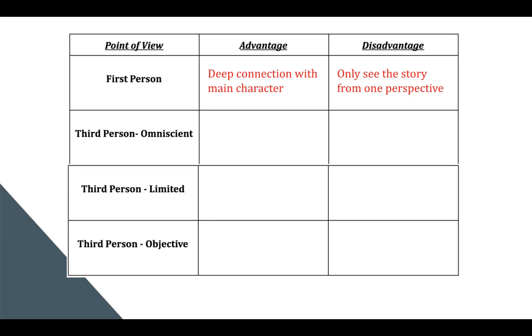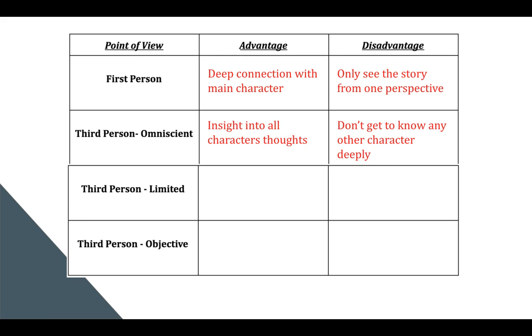For third person omniscient, when the narrator knows everything, you get insight into all the characters' thoughts. You get to know how every character in the story is thinking and feeling. The disadvantage is that you don't really get to know any one character deeply. You kind of have a more shallow knowledge of all of the characters. So, kind of the opposite of first person. Third person limited, you still get to know one single character well, like Harry Potter.